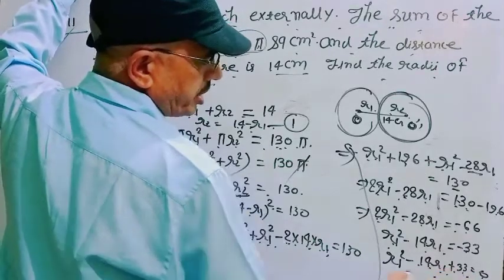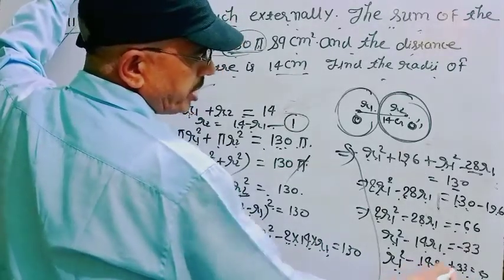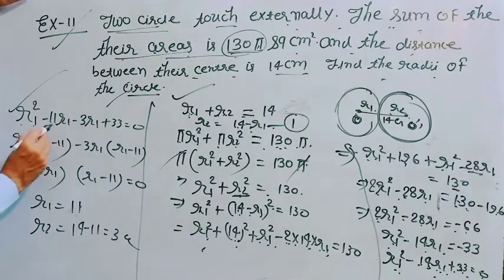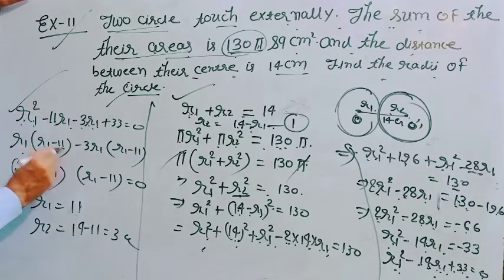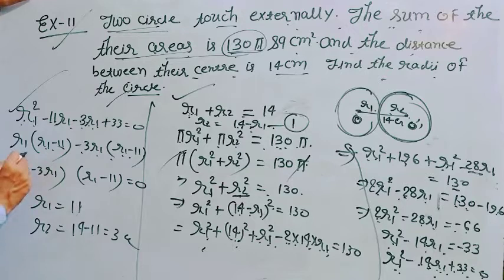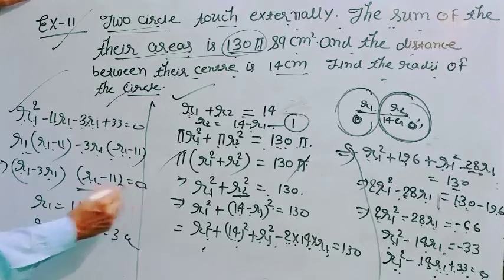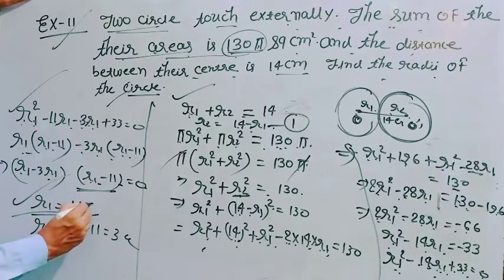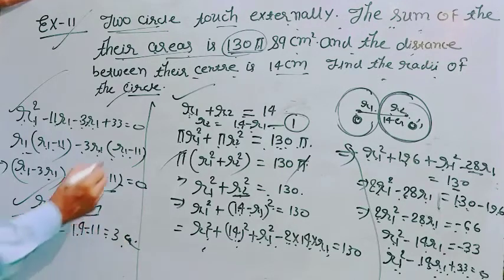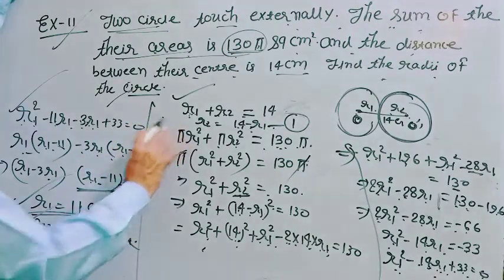Now your constant is 33 and here is 14. So split 33 to get 14. It is only possible with 11 and 3: 11 times 3 is 33 and 11 plus 3 is 14. Take R1 as common, then R1 minus 11, minus 3 as common, then R1 minus 11. That means R1 minus 3 and R1 minus 11. Now R1 minus 11 is 0, so what is R1? That is 11 centimeter. And what is R2? That is 14 minus 11, that is 3 centimeter. So you can solve these questions by this method.